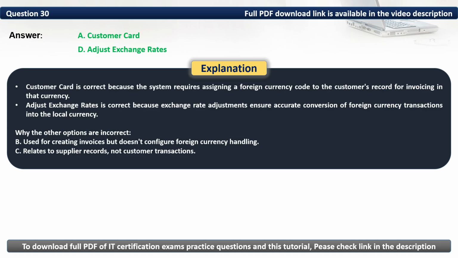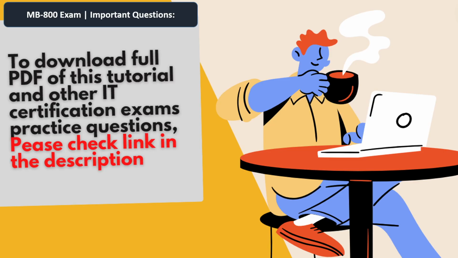Customer card is correct because the system requires assigning a foreign currency code to the customer's record for invoicing in that currency. Adjust exchange rate is correct because exchange rate adjustments ensure accurate conversion of foreign currency transactions into the local currency. These were all the questions for this video.